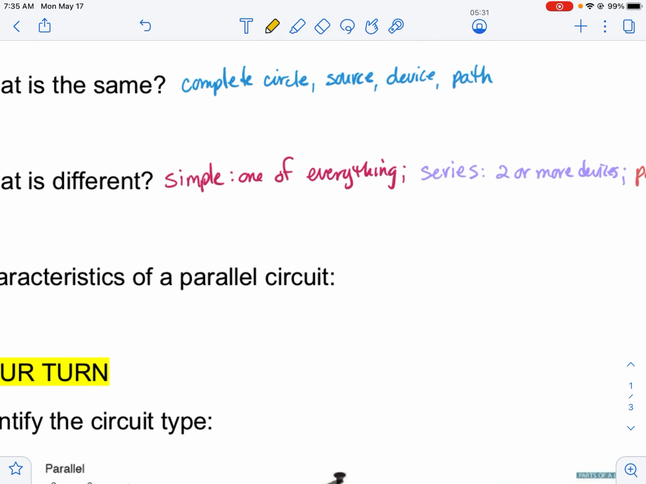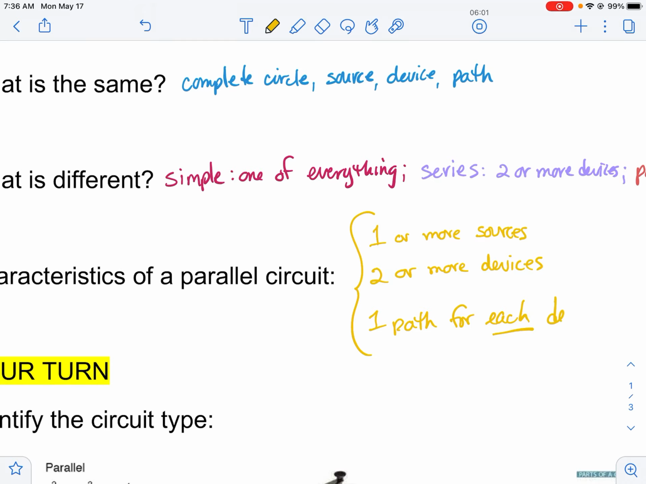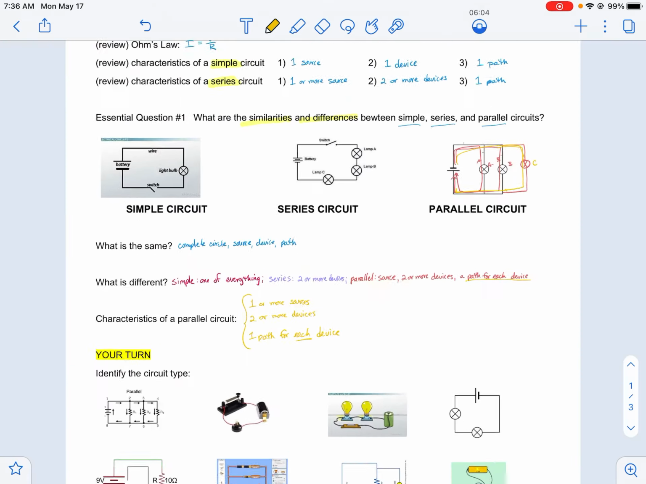So let's be specific. What are the characteristics of a parallel circuit? A parallel circuit has one or more sources, just like a series. A parallel circuit has two or more devices, again, just like a series circuit. And here's the big difference, it has one path for each device.